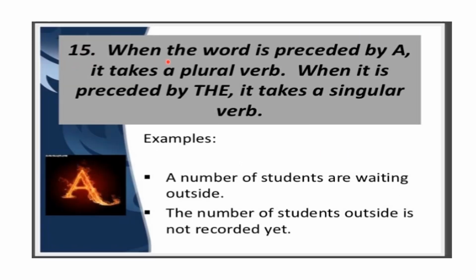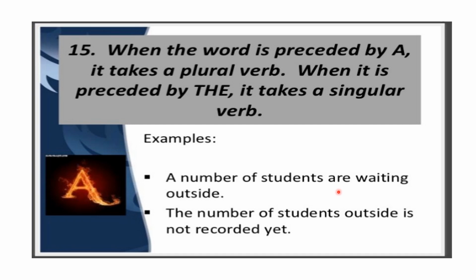The next rule: when the word number is preceded by a, it takes a plural verb. When it is preceded by the, it takes a singular verb. Look at the following examples. The sentence, a number of students are waiting outside. So you see that there is a which precedes the students. So therefore you will say a number of students are waiting.